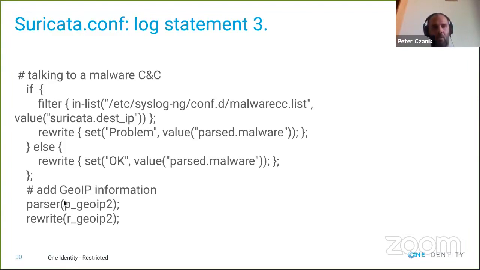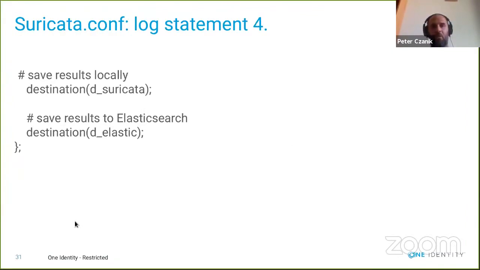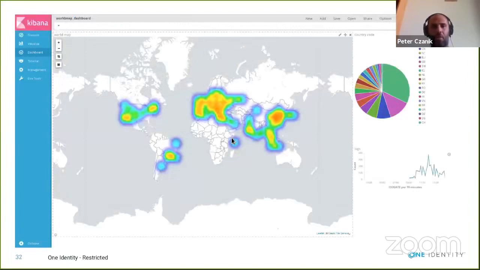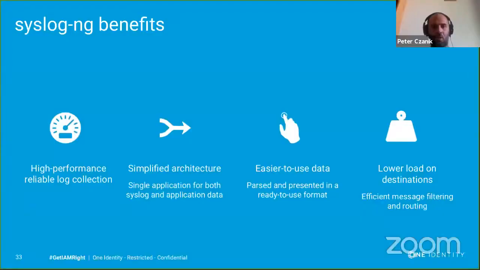Next, we reference the GeoIP parser and the rewrite rule. And finally, we store log messages both to the local file destination and to Elasticsearch. And here is a screenshot from Elasticsearch. The results of the GeoIP parsing can be seen here.